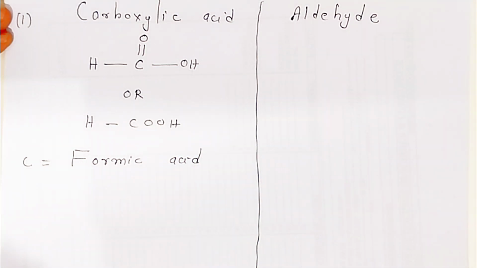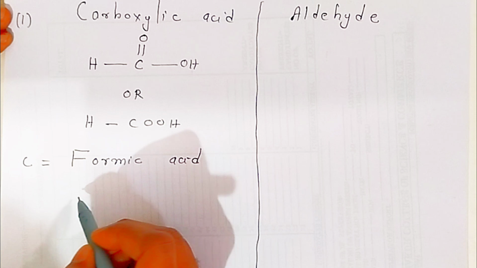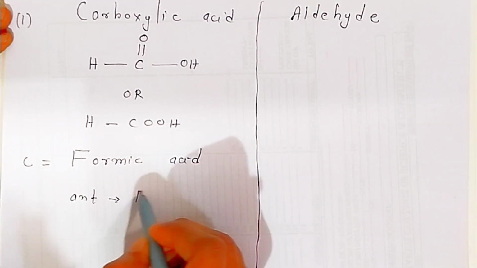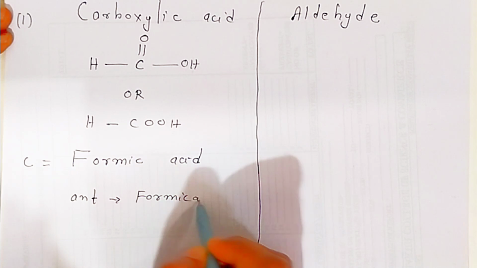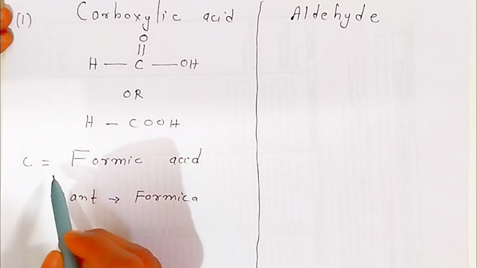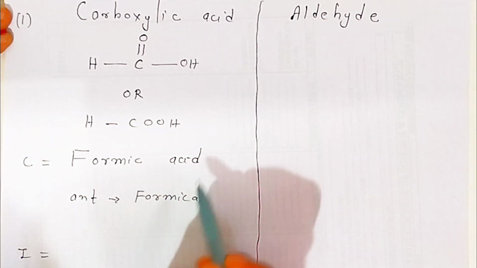Why is this the name? Because this acid is mostly present in ants. This word has been derived from this. The acid is always present in ants, we call it formica. So this is the animal, ant. From ant it is derived, so that is why the common name is formic acid. Students, what will be the IUPAC name?